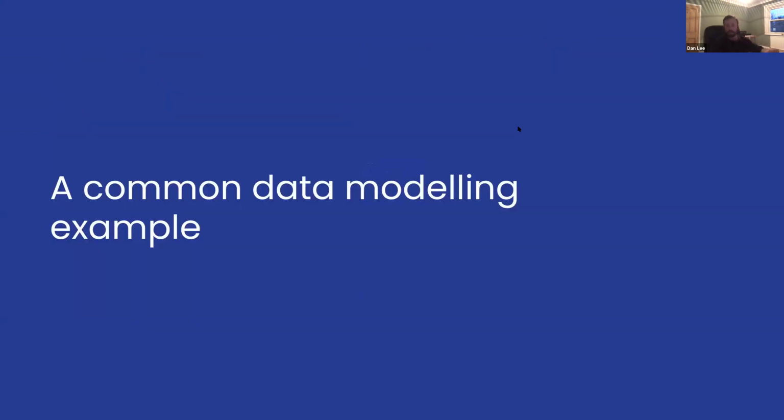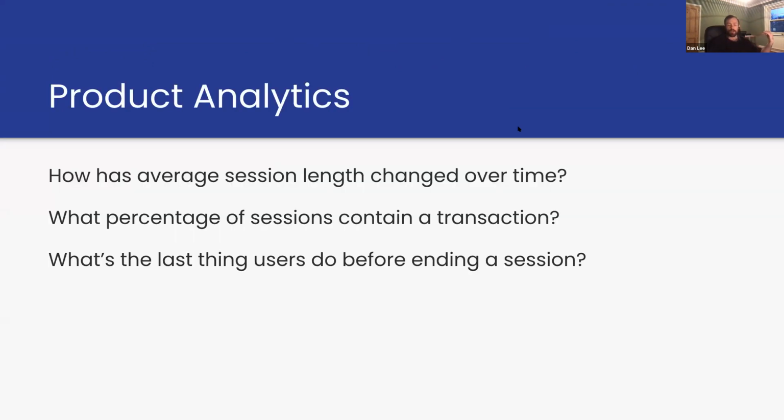So just to make that all a little bit more real, I wanted to run through a common data modeling example that we do ourselves at Dataform for our internal analytics. A lot of the analytics that we do internally is around what I'd describe as product analytics. So understanding how our customers, how our users use our product. The kind of questions that we might want to answer would be something like, how long does an average session last in our product, and how has that changed over time?